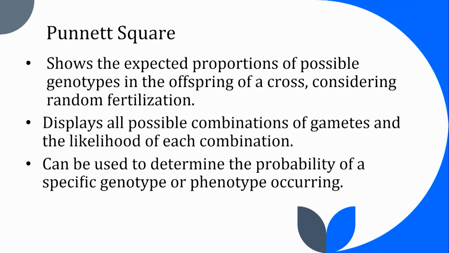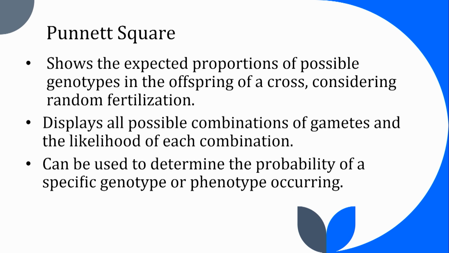Punnett squares show the expected proportion of possible genotypes in the offspring of a cross, considering random fertilization. It displays all possible combinations of gametes and the likelihood of each combination, and it can be used to determine the probability of a specific genotype or phenotype occurring. A lot of times when you do these Punnett square problems, you're going to be asked to give the genotypic ratio and the phenotypic ratio, and so I just kind of wanted to briefly touch on what those are.